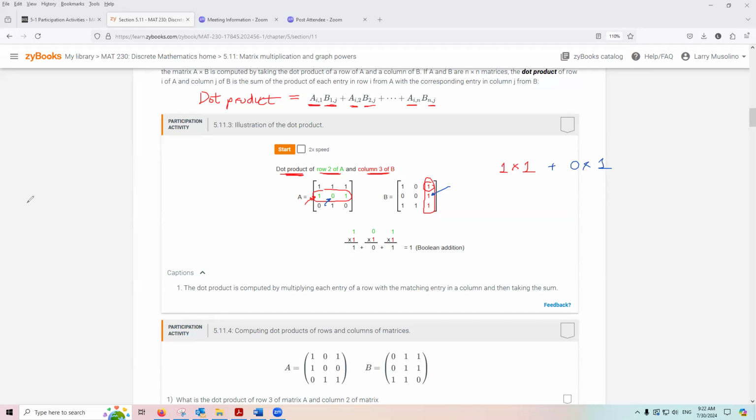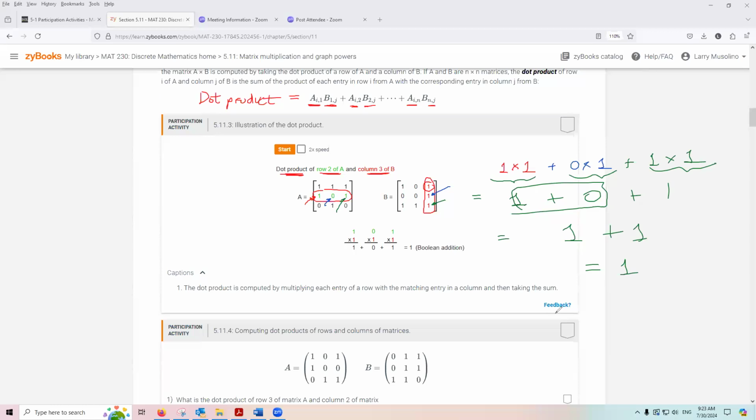And let me do the third entry in green. So I'm going to take this third entry in the row of A. I'm going to multiply it by the third entry in the column. So that's going to be 1 times 1. Now I'm just going to add these together. 1 times 1 is 1. 1 times 0 is 0. 1 times 1 is 1. So I end up with 1 plus 0, that's 1, plus 1. And again, this is Boolean, so the answer here is 1. So that stays 1.